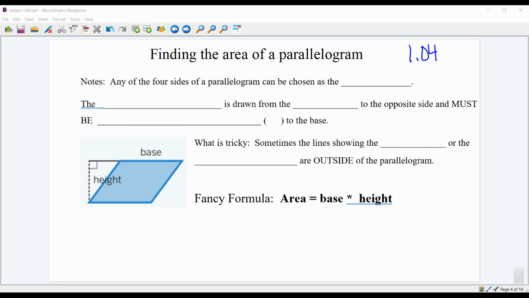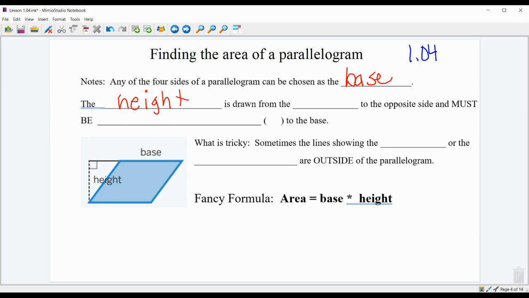Okay, so this is about finding the area of a parallelogram. We'll put in some vocab and then we'll start looking at how you can find the base and the height of a parallelogram. So here's the deal. Any of the four sides of a parallelogram can be chosen as the base. Put the word base in there. And then the height comes next.